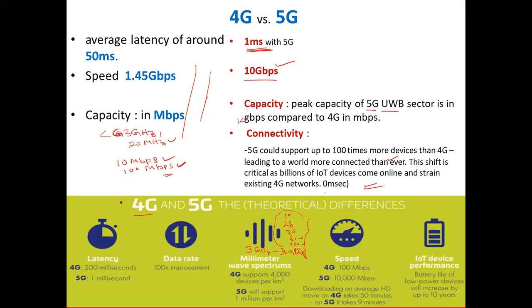Up to 4G, we were using only less than 6 gigahertz frequency. In fact, 2.1 to 2.6 gigahertz frequency only we were using. Okay. We call this frequency the sub 6 gigahertz frequency. This is the main advantage: in 5G, we can achieve 1 millisecond latency.